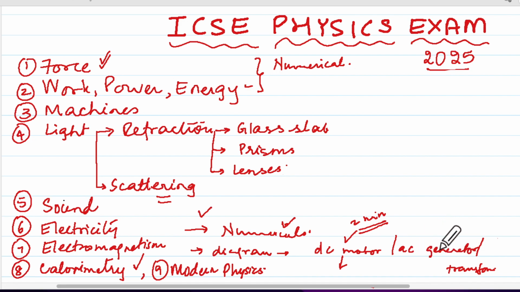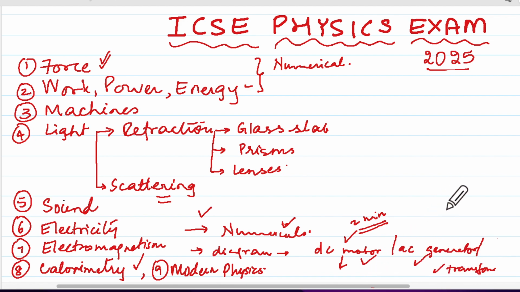AC generator, again, diagram based questions. You will be asked what is the direction of the current in the external circuit. You can be asked what happens when, like if the number of turns is increased or number of turns is doubled, then what happens to the EMF? So those observation type of questions will be asked either for this or for this also.